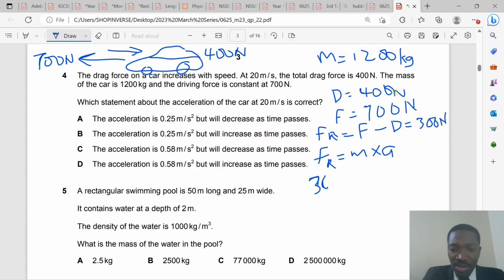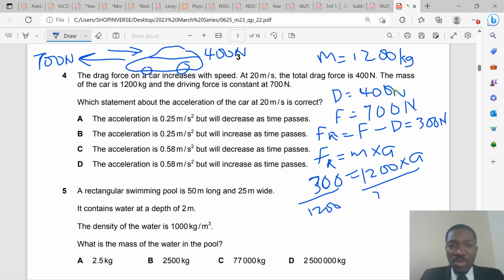So we have 300 is equal to the mass, and the mass is 1,200 kilogram, so it will be equal to 1,200 times acceleration. We don't know the acceleration. How do you find acceleration? We divide both sides by 1,200. So when we divide both sides by 1,200, what will you have?